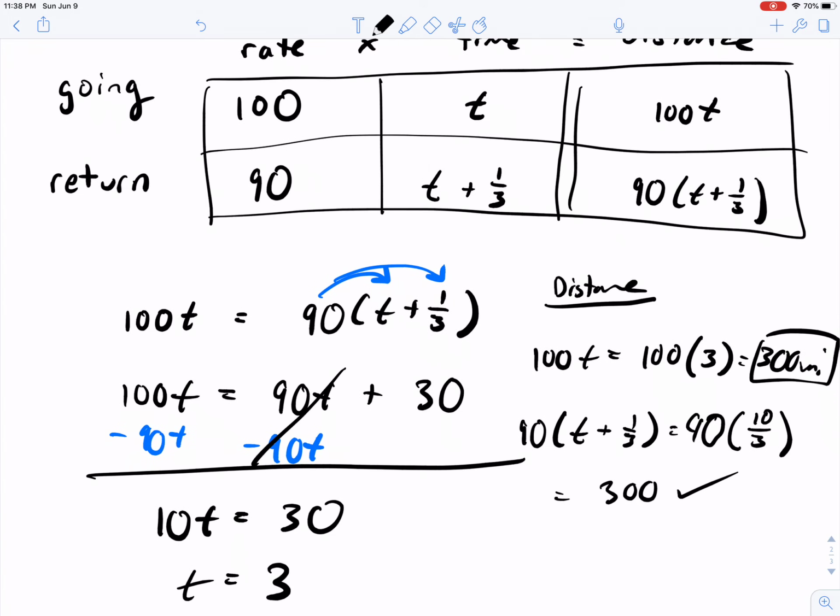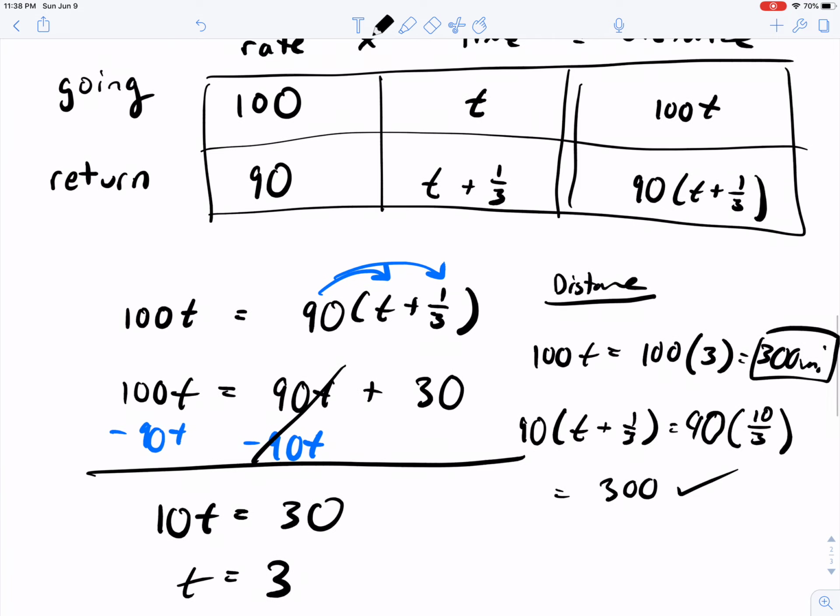Okay, that's about the best we can do. We verified that we got the same result in both going and returning. We got reasonable answers. 3 hours is reasonable. These answers are reasonable.